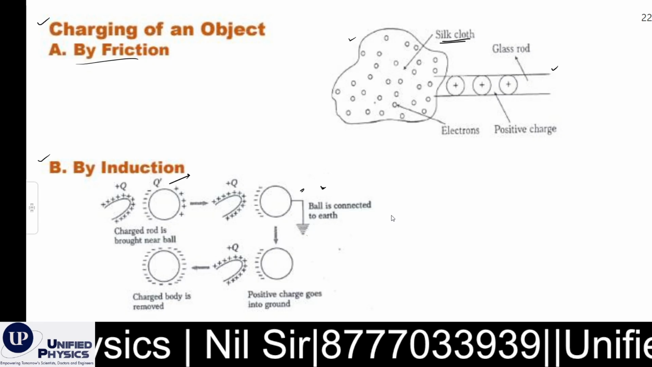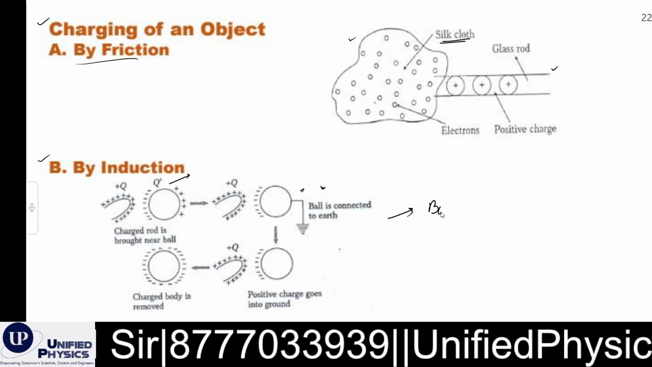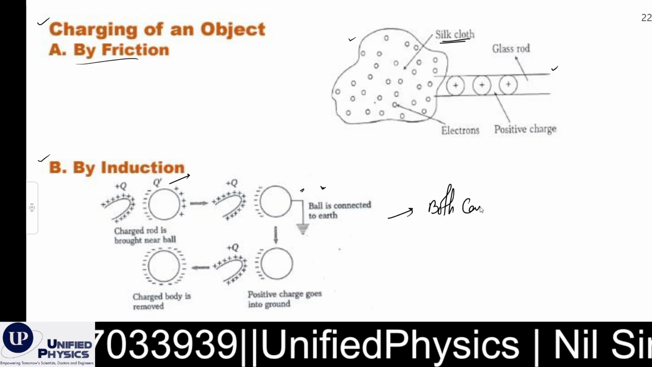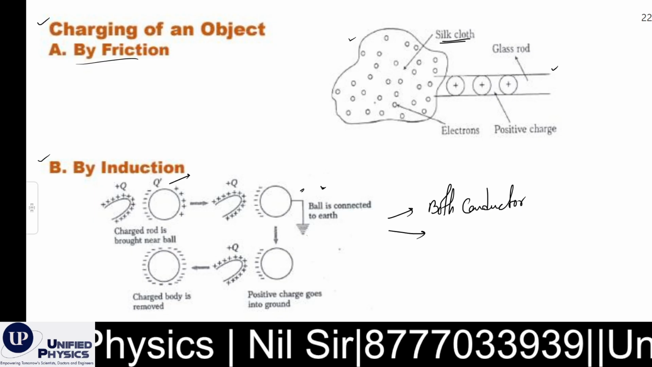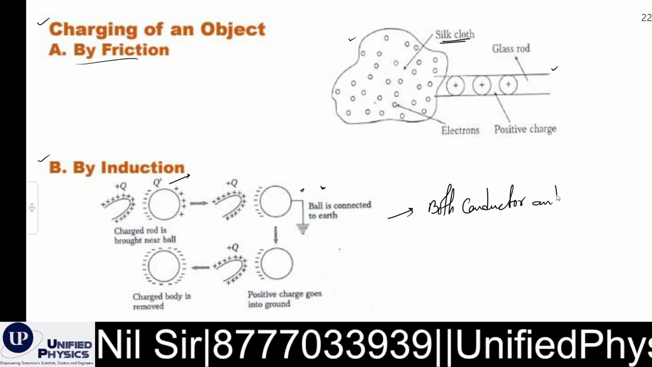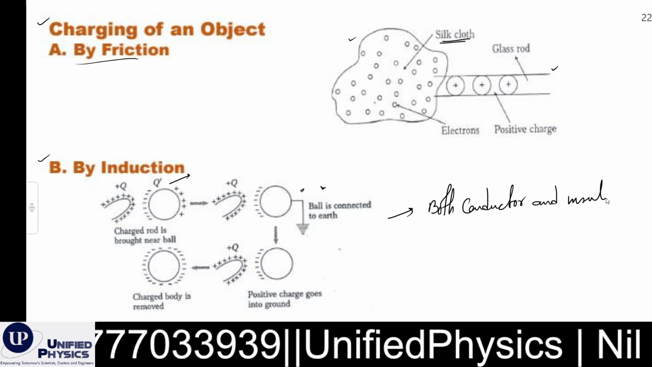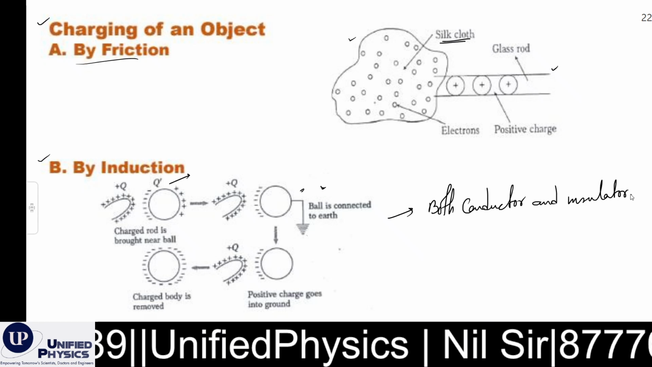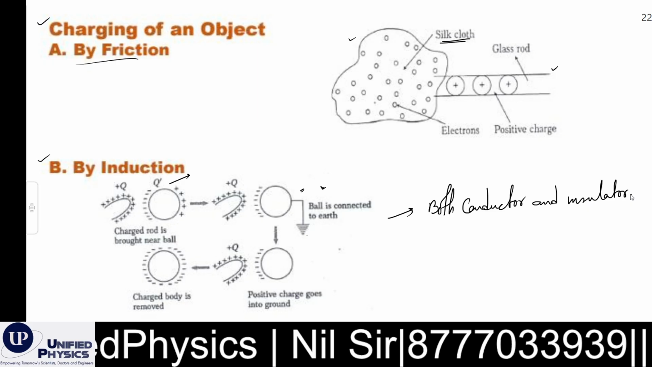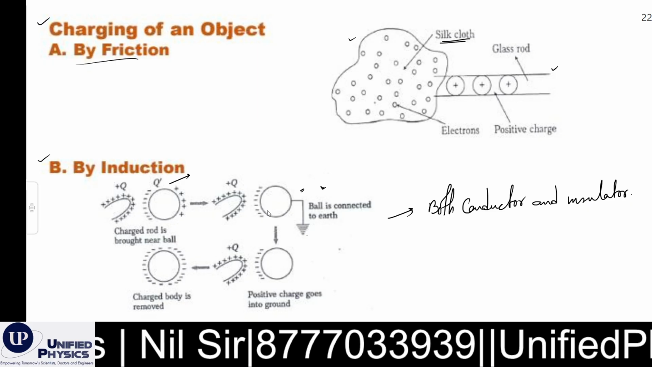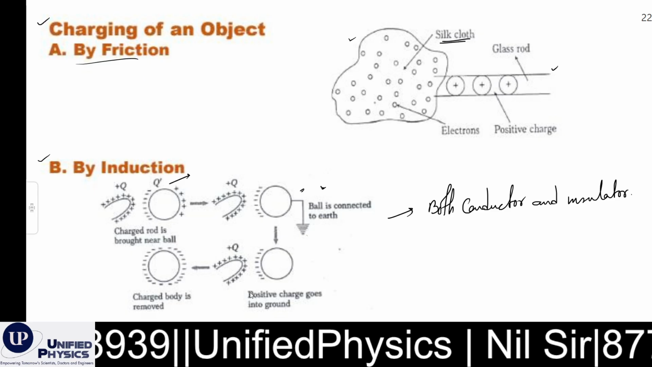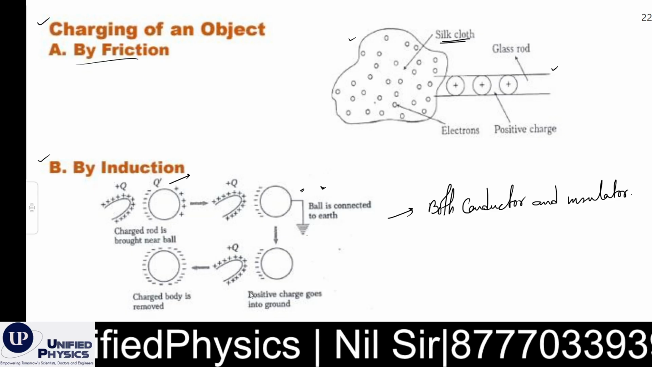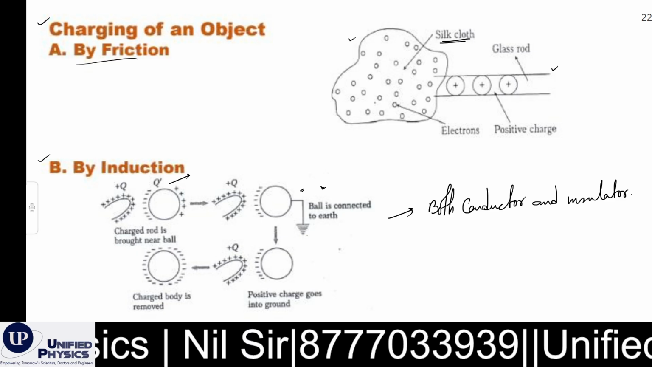So in this case we can charge both conductor and insulator. So both conductor and insulator can be charged, but in case of conductor, the amount of charge will be large compared to that of an insulator. Okay, conductor will be easily charged in this process.